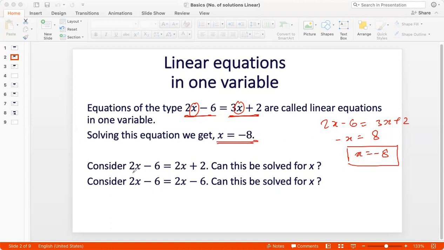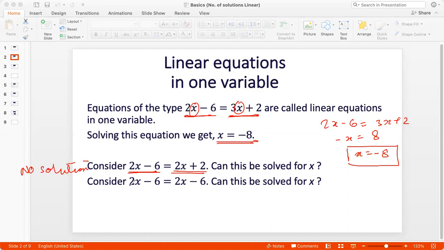But what if my equation was 2x minus 6 is 2x plus 2? Can I solve this for x? You will find that it's not possible to solve it for x because when you cancel out the 2x terms, you're left with minus 6 is equal to 2, which is not possible. This kind of an equation has no solution.